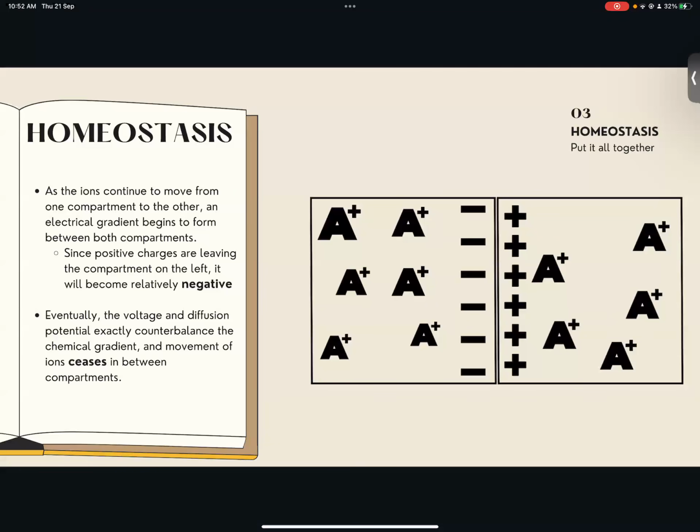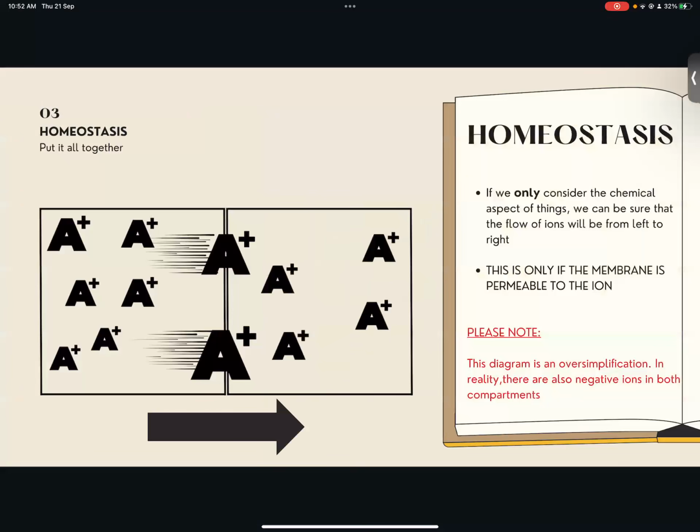I'm going to repeat. So we have positively charged A's on the left and on the right. There's more of them on the left than there are on the right. That will mean that the A's will move from the left to the right down the chemical gradient.